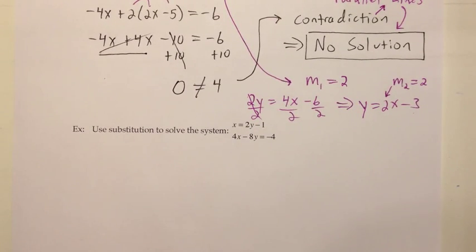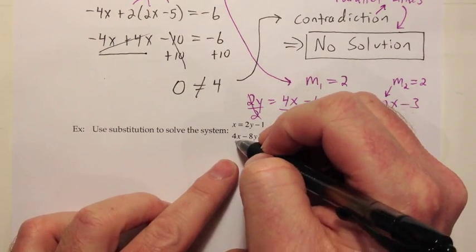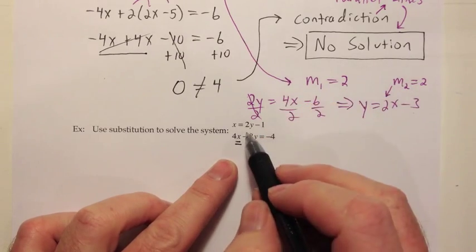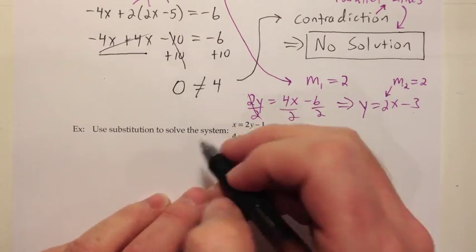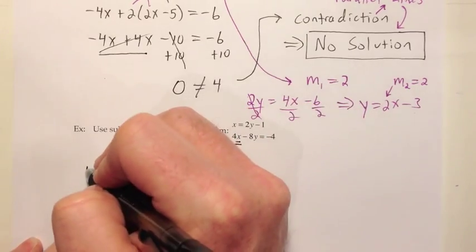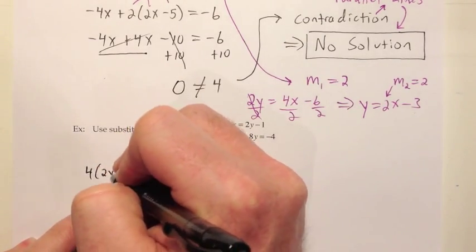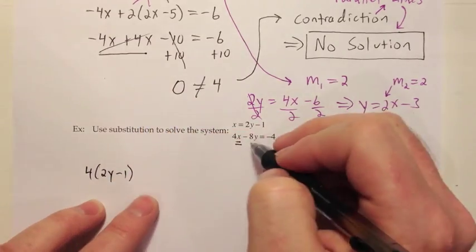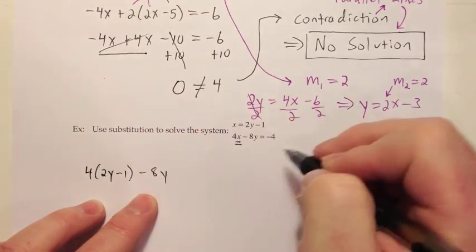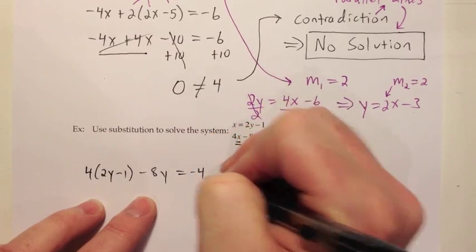Use substitution to solve this system. Again, we have x already by itself, so I'm going to take advantage of that, and I'm going to substitute in place of this x right here, 2y minus 1 from the other equation. So that starts off with 4 times x, which I'll replace with 2y minus 1, and then minus 8y, and that's equal to negative 4.